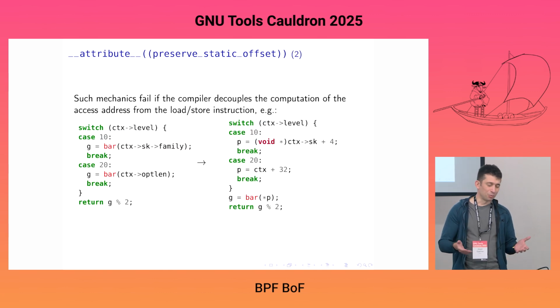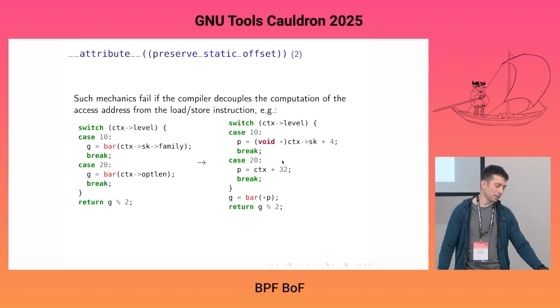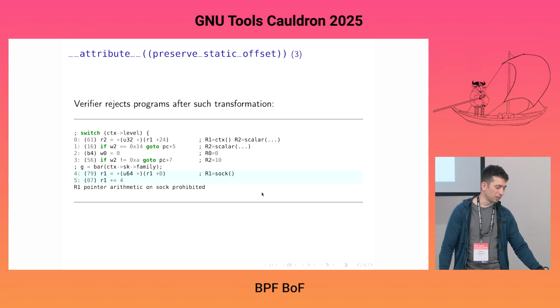But the compiler is allowed to move address computation where it wants, whenever it wants. And there were examples in practice with code looking like this. The call to function bar was sunk after the switch statement, and the address calculation remained in the switch statement. Because of this, this program cannot be verified, because this is not a load with a static offset. The offset for this load is computed.